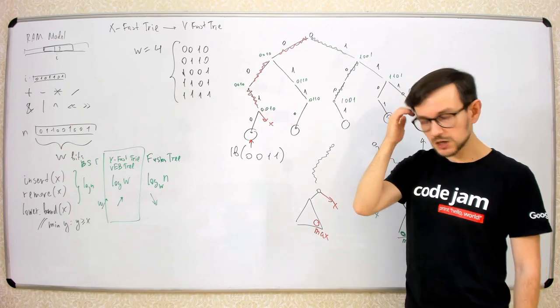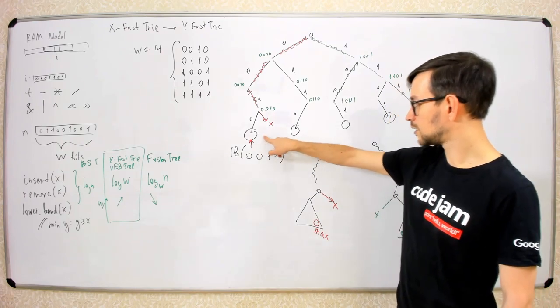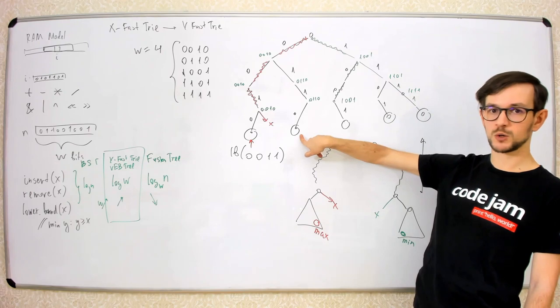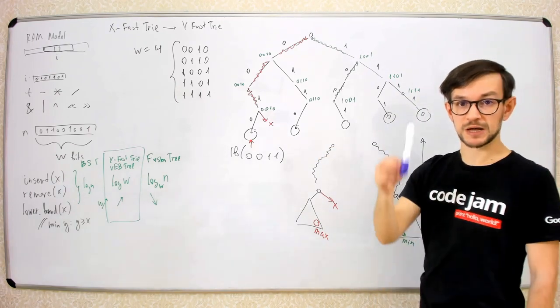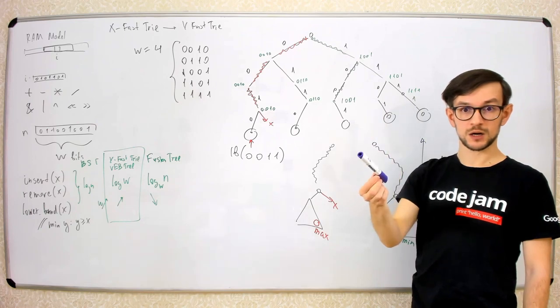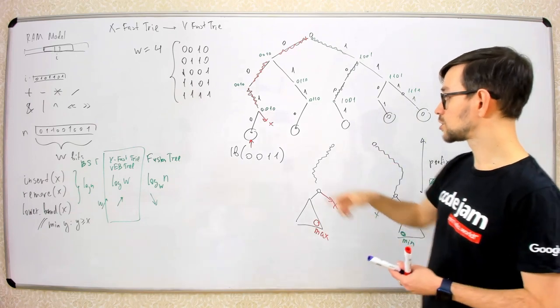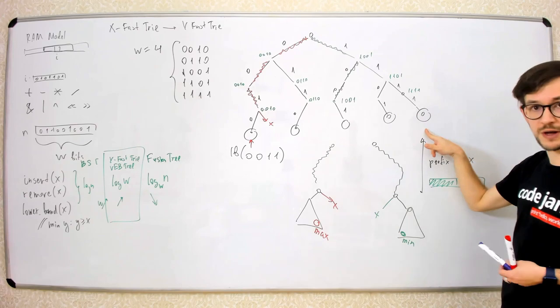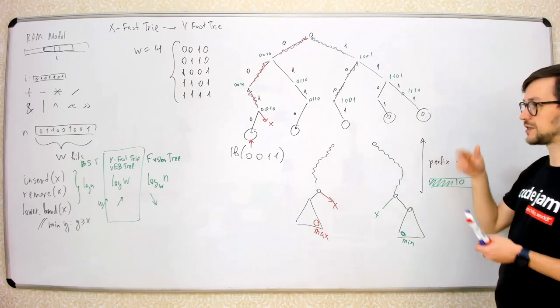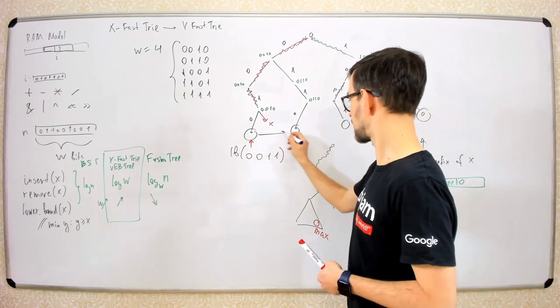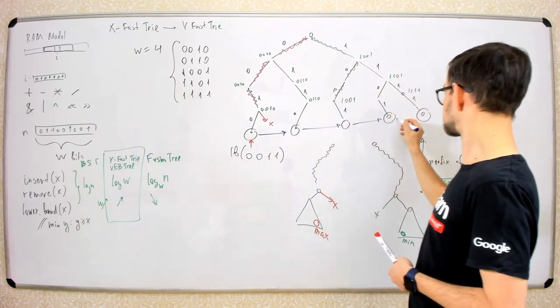So how to move from here to here? So this is the element we're actually looking for. Very easily, we will just add a linked list. So we will just link all the leaves of this tree with the linked list. So add these pointers.